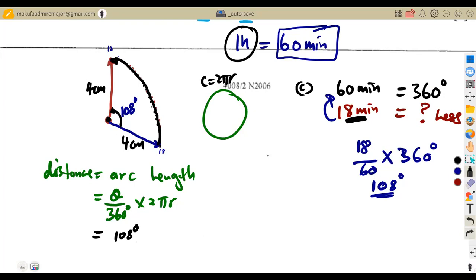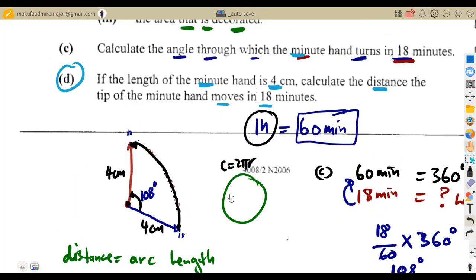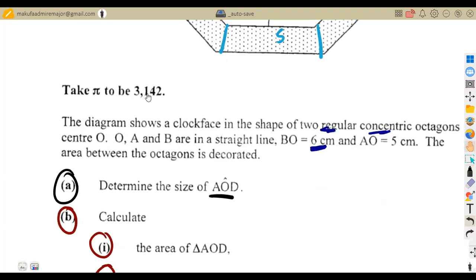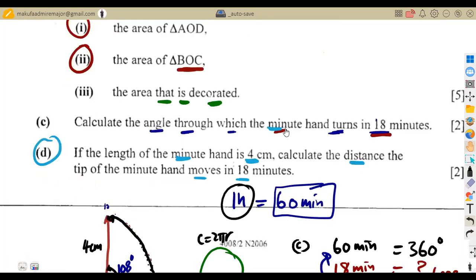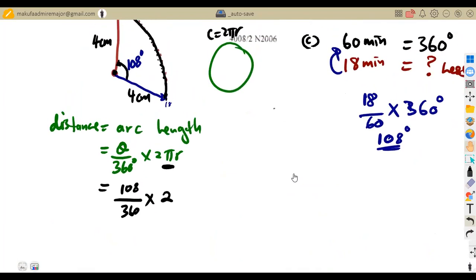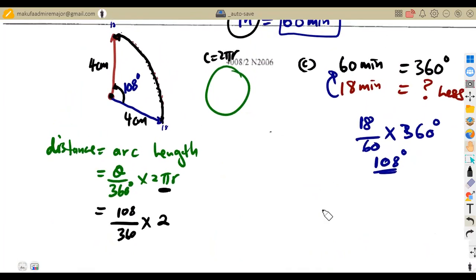So it's going to be 108. The degree part here is not even important. 108 over 360 times 2 pi. Always use the given pi. You use the value of pi that you are given for that question. Here we are given that the pi to use is 3.142. So this is the one that you are going to use, because if you use any other value, you're not going to obtain exact values.